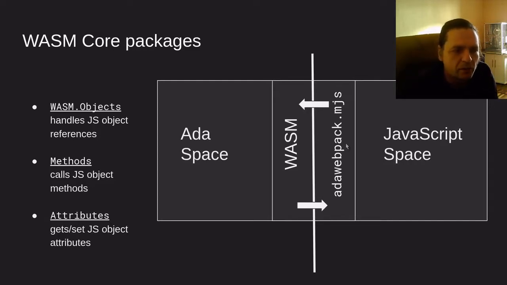Besides the GNAT runtime, we also provide some packages to support WebAssembly development. At the core is a package called wasm.objects. It allows you to pass pointers from JavaScript space to Ada. The WebAssembly virtual machine is separated from the JavaScript machine, and you cannot pass a JavaScript pointer into Ada space.